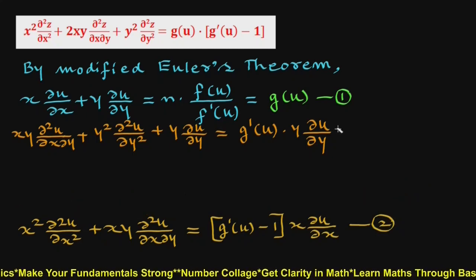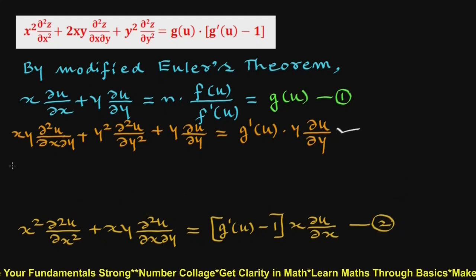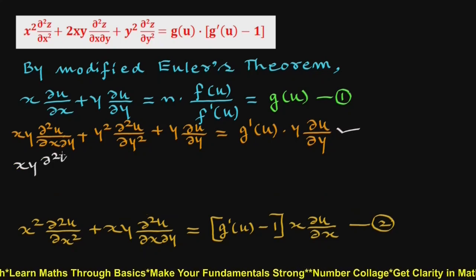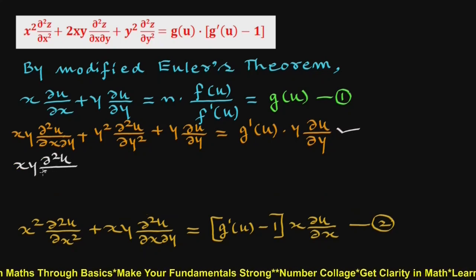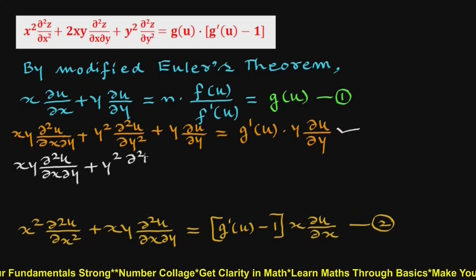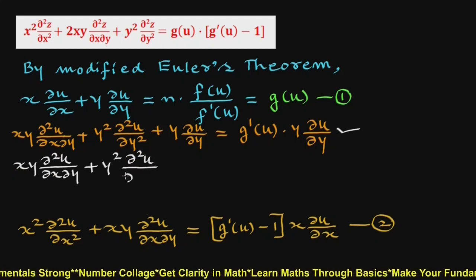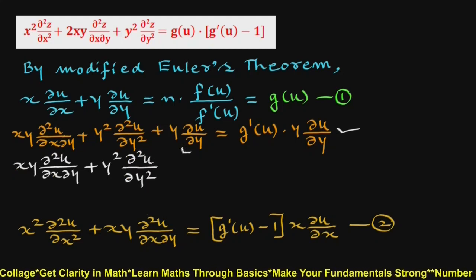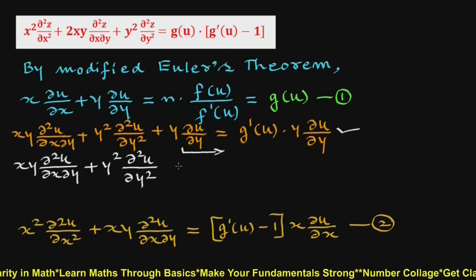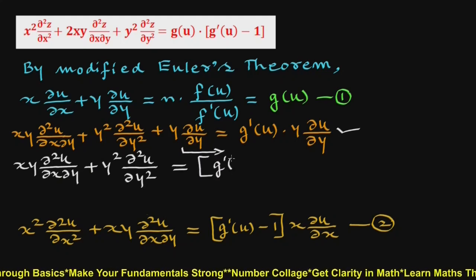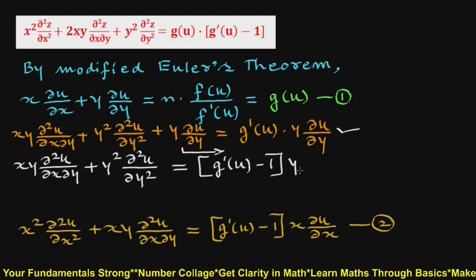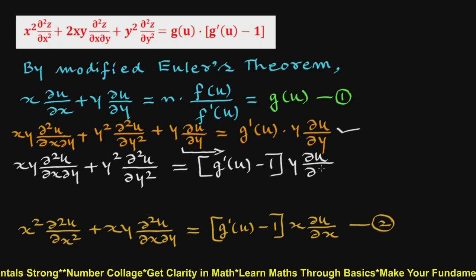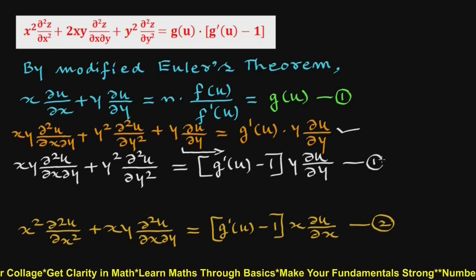We will rewrite this expression once again, which will be xy ∂²u/∂x∂y + y² ∂²u/∂y². We will send this y ∂u/∂y to the right hand side so that it will be (g'(u) − 1) times y ∂u/∂y. We will rename this 1.